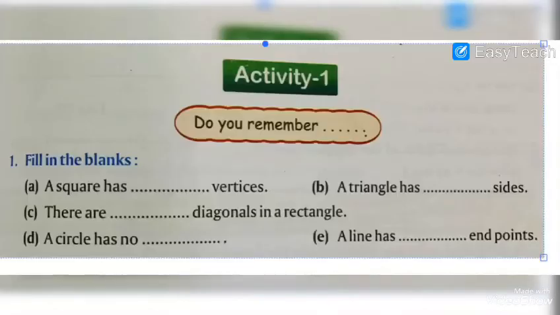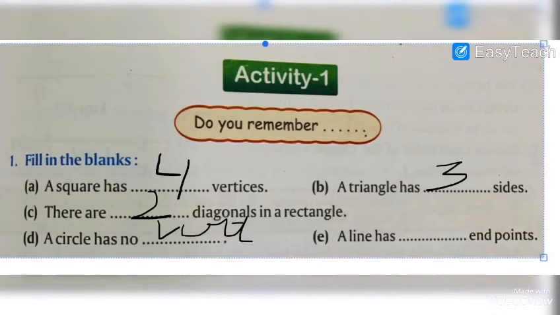Now, student, we are doing activity 1 in the maths book only. Now, the square has dash vertices. So, what you have to write? You have to write 4. A triangle has 3 sides. There are 2 diagonals in a rectangle. A circle has no vertices. A line has no end point.